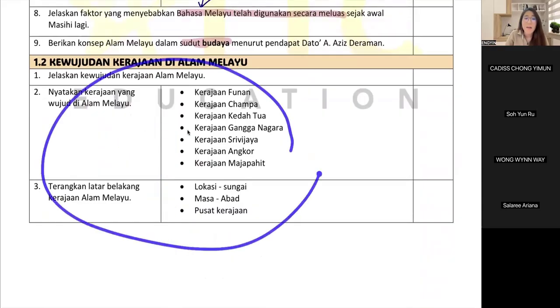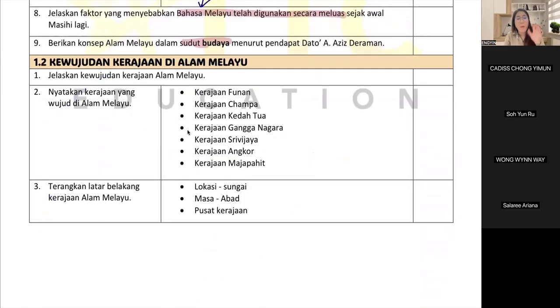Now, for Alam Melayu, chapter 1.2. Here 1.2 is talking about how, as you all know, Alam Melayu is a place, and there are a few kingdoms that started at Alam Melayu. I believe you guys know all the kingdoms here. But for 1.2, they normally ask in the structure question, and they love to use the map.